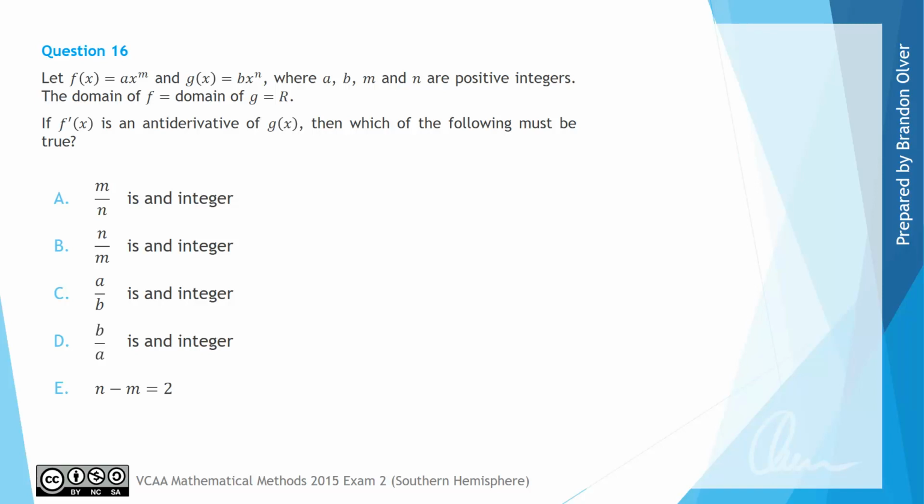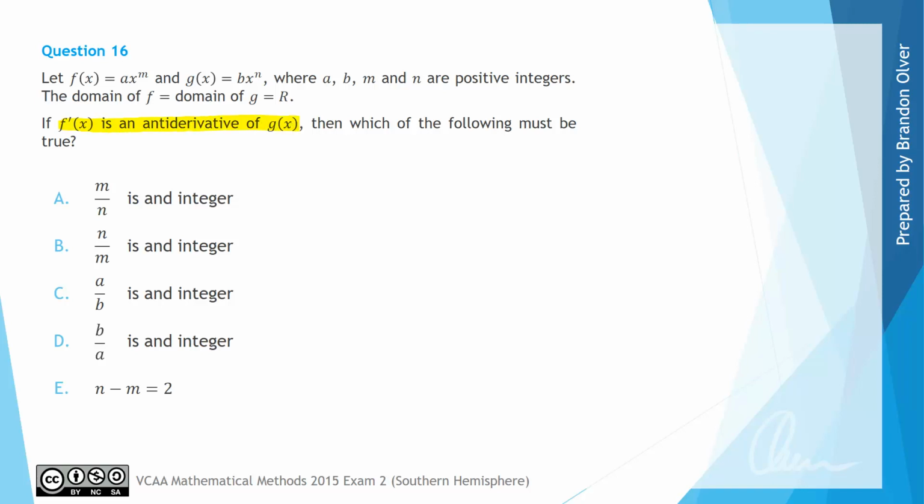and g of x equal bx to the power of n, where a, b, m and n are all positive integers. And we know that the domain of f is equal to the domain of g, which is equal to all real numbers. And if f dash of x is an antiderivative of g of x, then which of the following must be true?